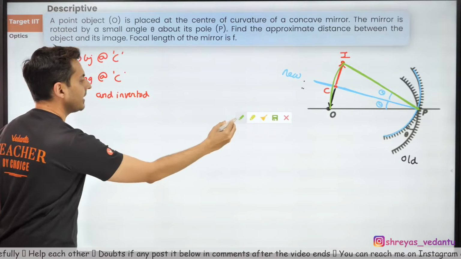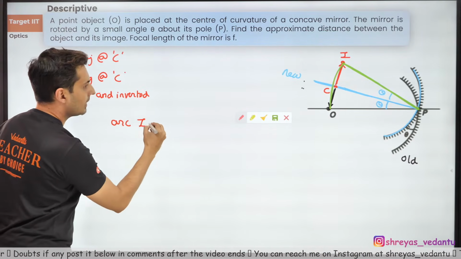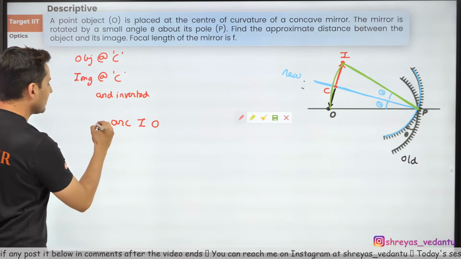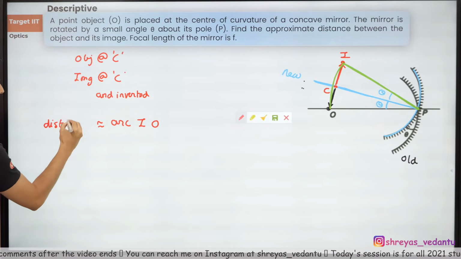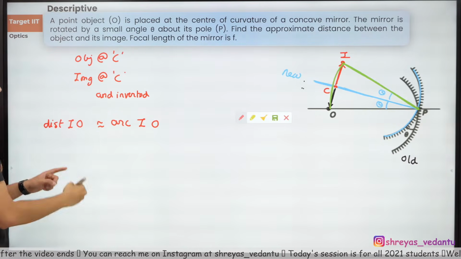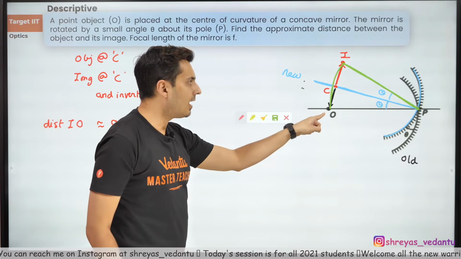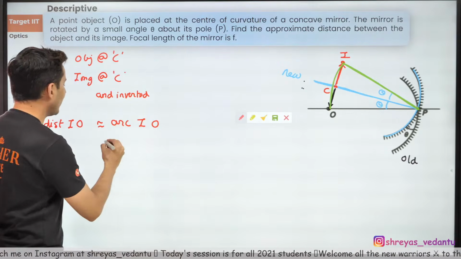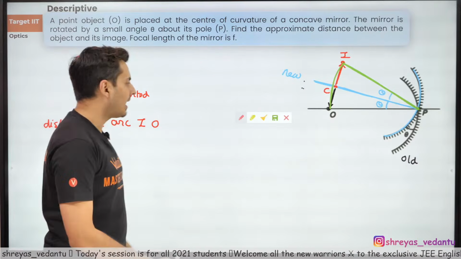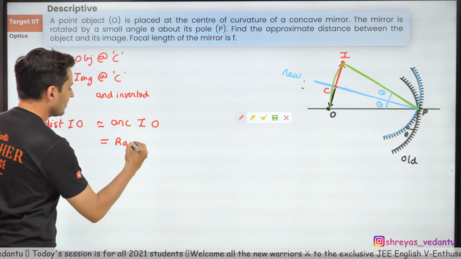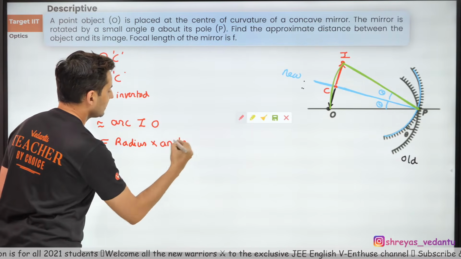So can I say the arc length IO is roughly similar to the distance between image and object? The distance between image and object, the straight line, is roughly the arc length. And what is the length of an arc? The length of an arc is the radius into the angle. Everybody knows this. It's nothing but the radius multiplied by the angle which is subtended.